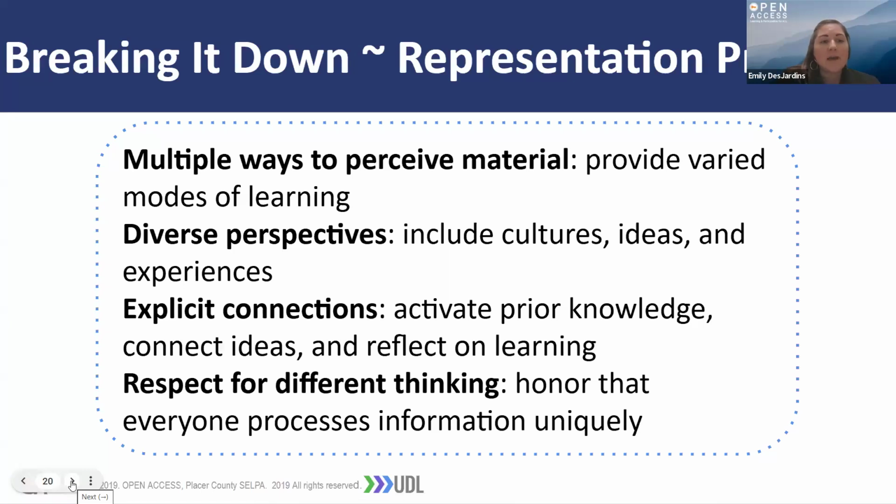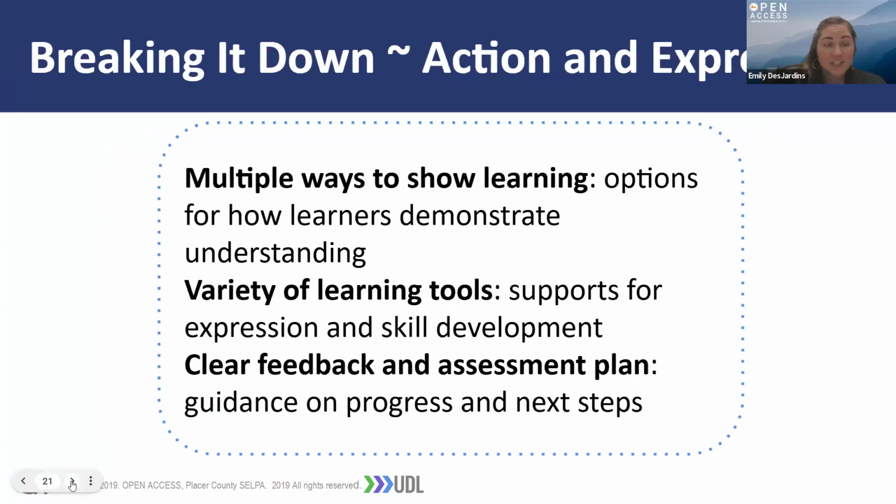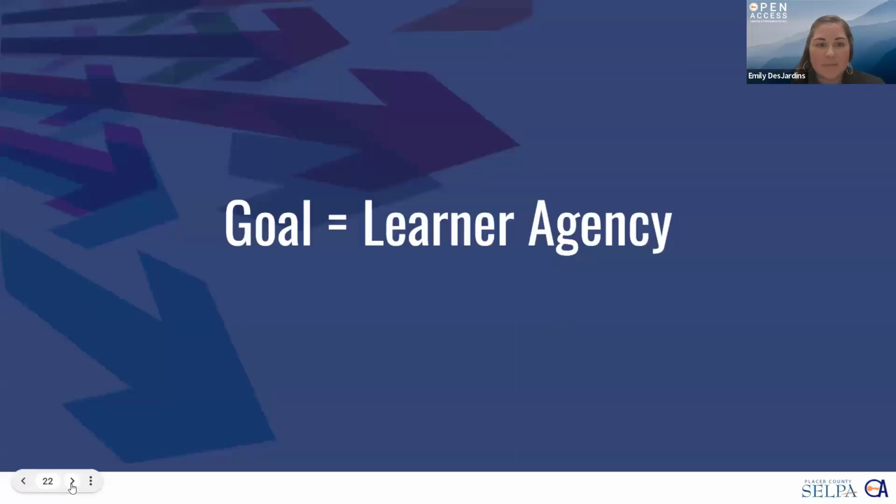In the next section on action and expression, the research really says, and again, you're seeing fewer and fewer examples because there is a lot of overlap between engagement, representation, and action and expression, that students need time to have multiple ways to show their learning, options to demonstrate their learning, access to a variety of tools, and again, a really clear understanding of feedback and the assessment plan. That is absolutely key.